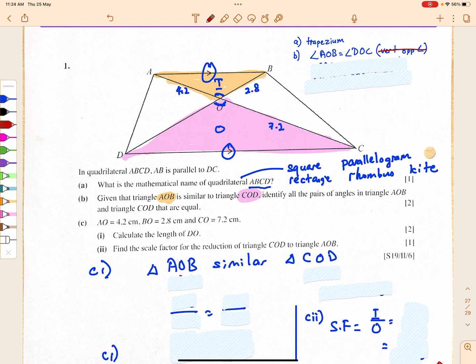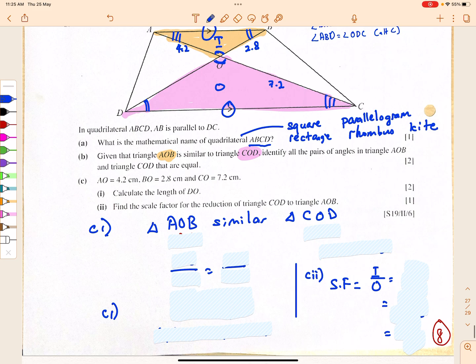Now, second one, if you can recall from Sec 2, we learned about the Z thing, right? So we have the second one, which is alternate angle. And the third one is alternate angle as well, which says that this angle here, 3 stroke, is equal to this angle here, 3 stroke. And there you get 2 marks, just like that, all right?